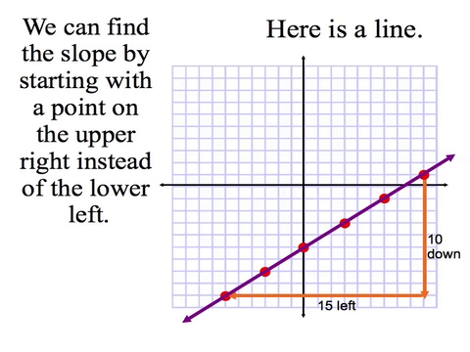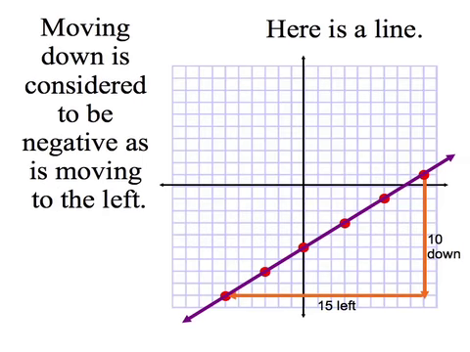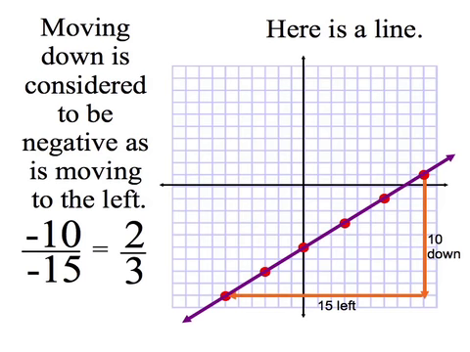We can find the slope by starting with a point on the upper right instead of the lower left. So in this case, we start with the farthest point on the upper right and go to the farthest point on the lower left, which is 10 down and 15 to the left. Moving down is considered to be negative, as is moving to the left. So in this case, it's -10 over -15. But when we put it in lowest terms, it's still 2/3. The slope of this line is 2/3, and we've figured it out 3 different ways.